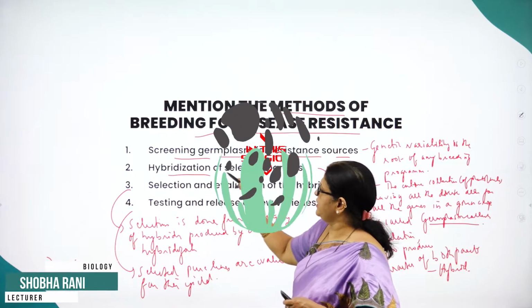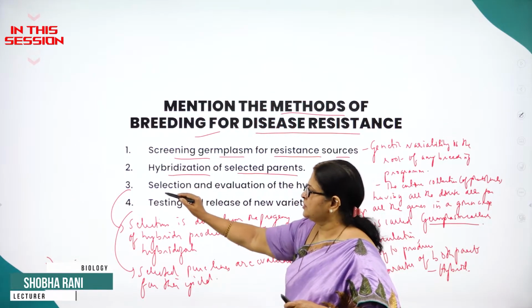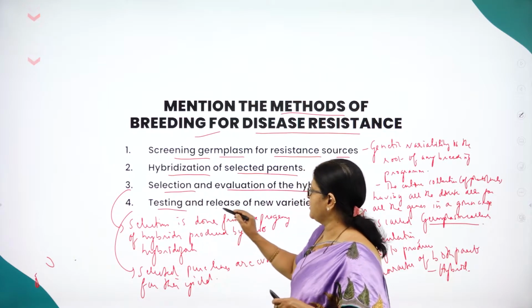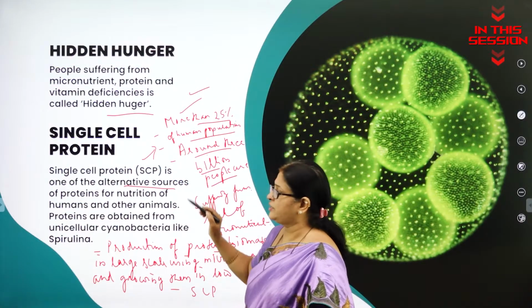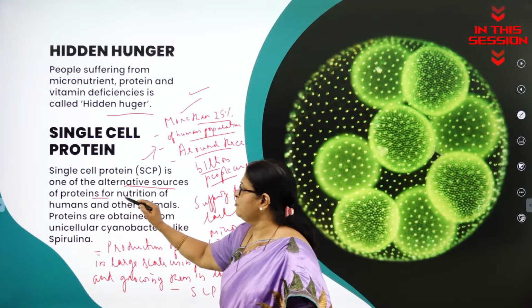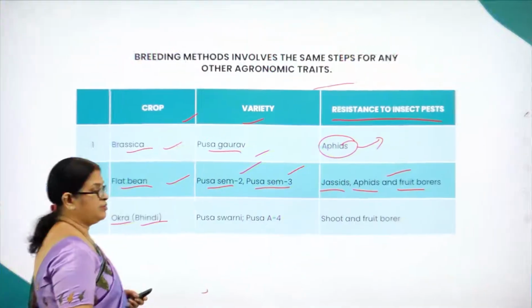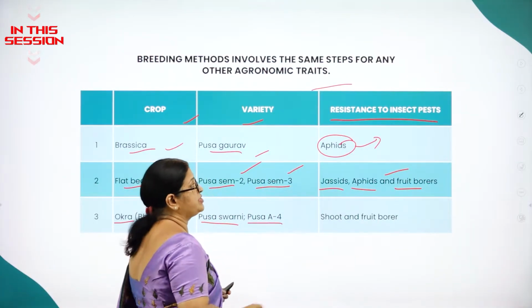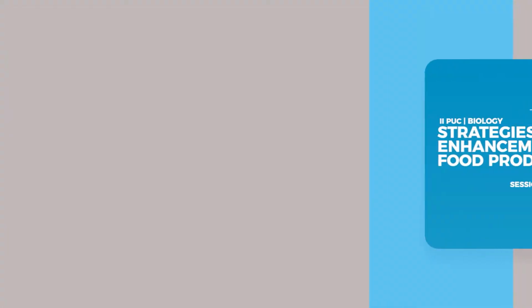Second, hybridization of selected parents. Third, selection and evaluation of the hybrids. Fourth, testing and release of new varieties. Single cell protein is one of the alternative sources of proteins for nutrition of humans. So the variety is Pusa Sem 2, Pusa A4, which is resistant to what?